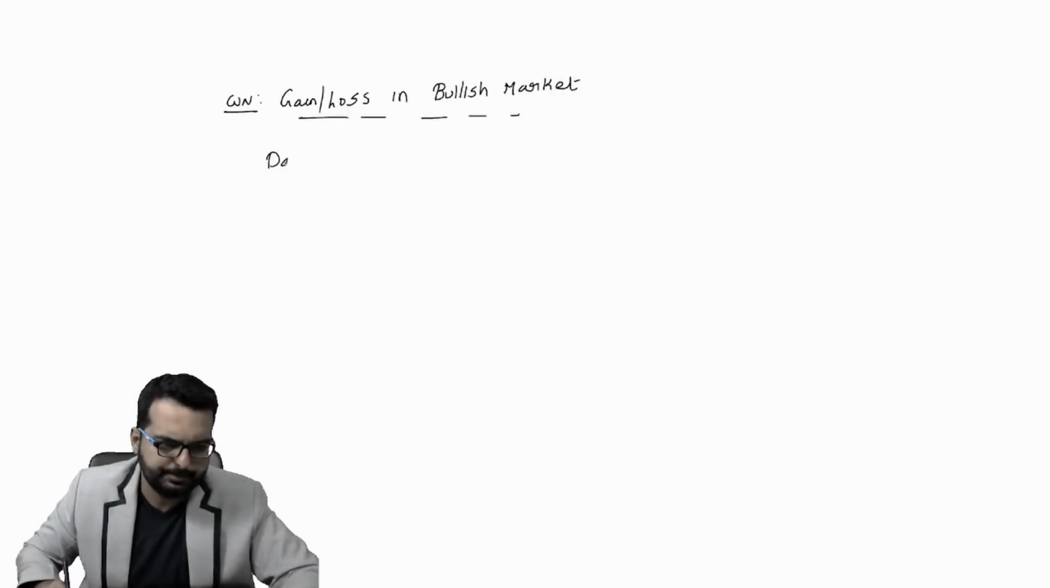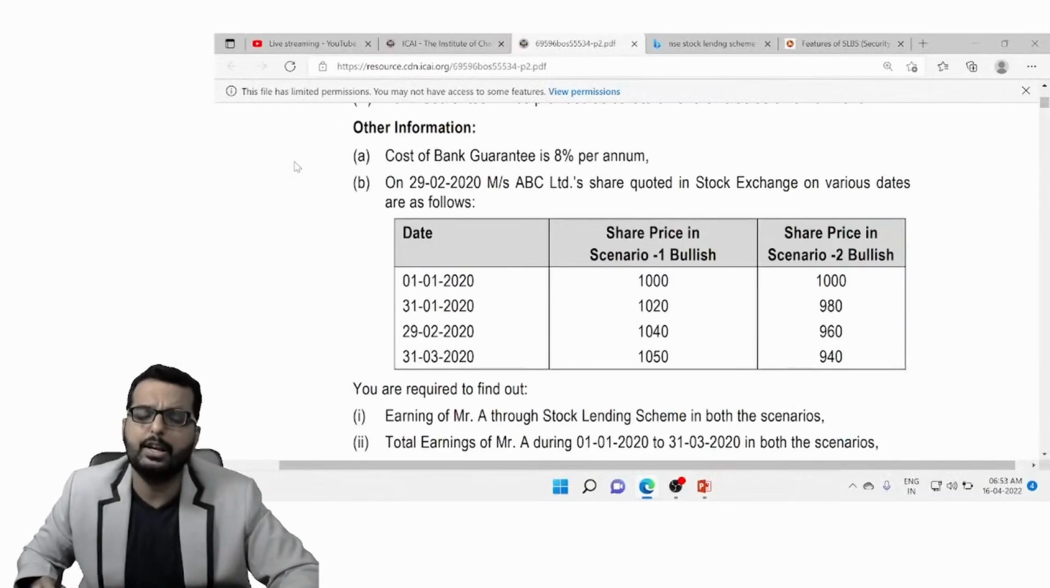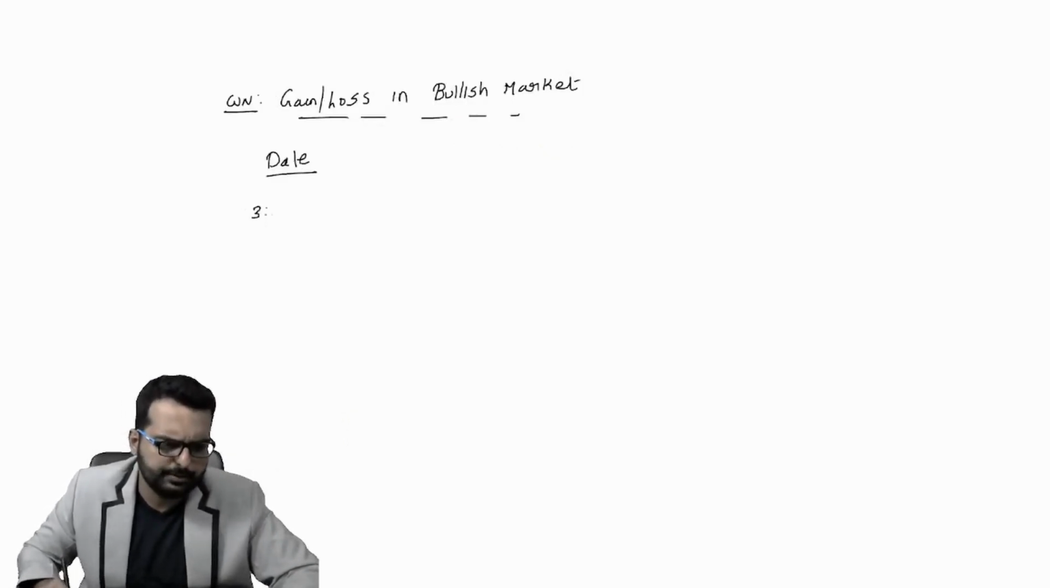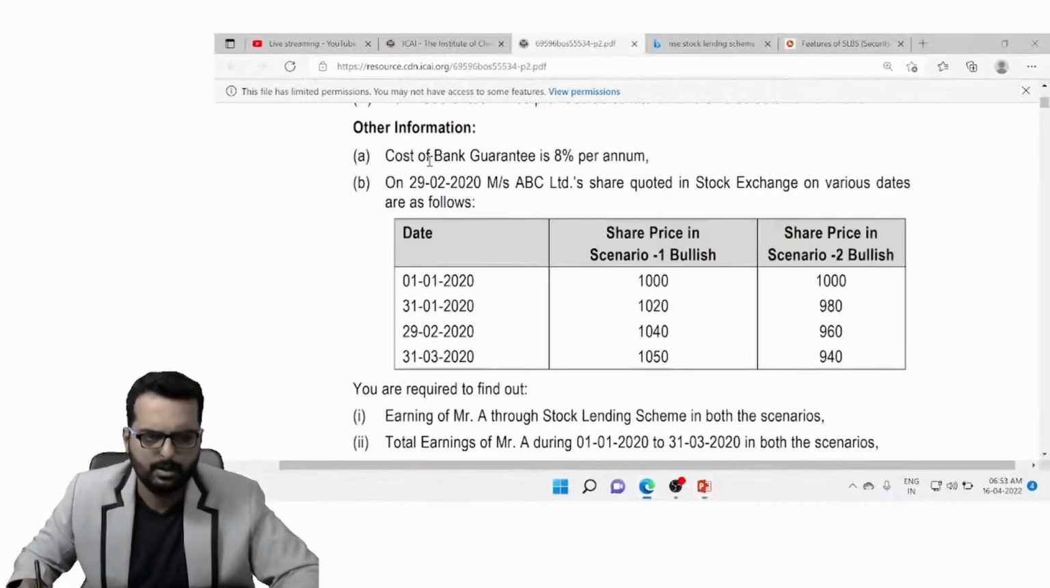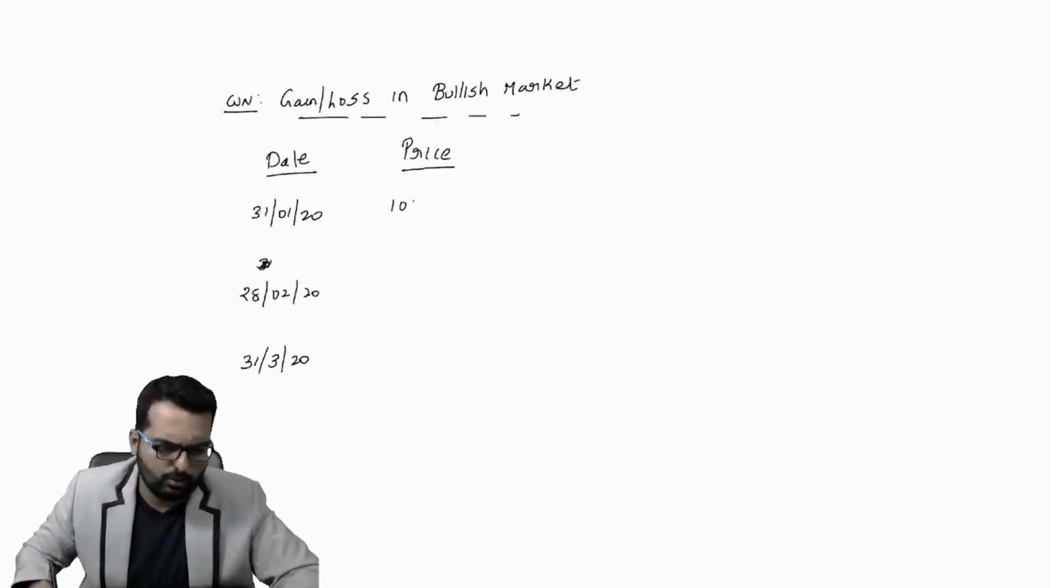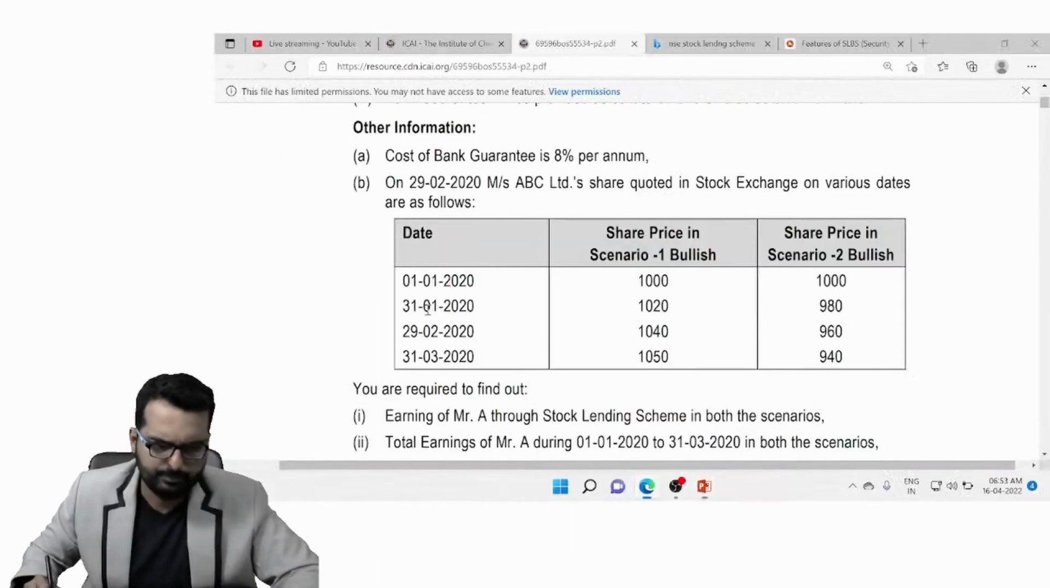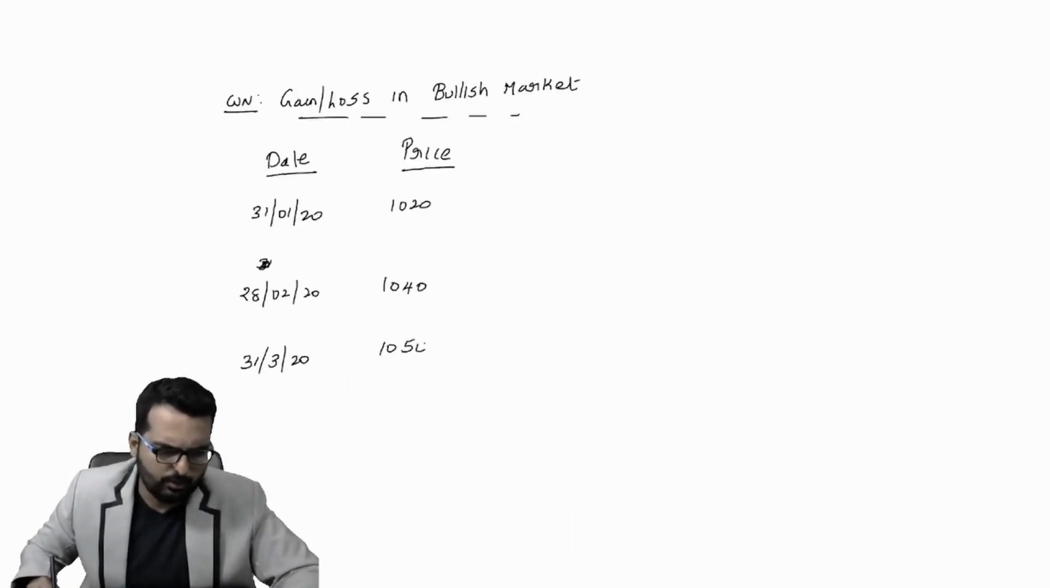I'll put the date. Friends, we are not worried with the 1st January. We are worried only with 31st January onwards. 31st January 2020. Then you have 28th February 2020, or it's 29th in this case. And the last one is going to be what? 31st March 2020. The price is said to be 1020, 1040, and the last one is 1050.